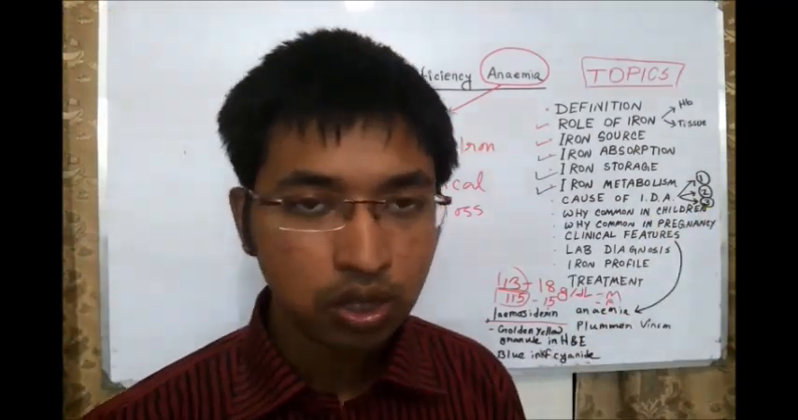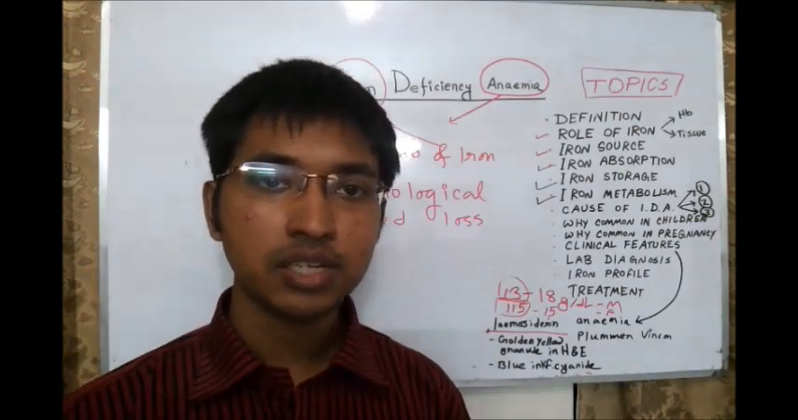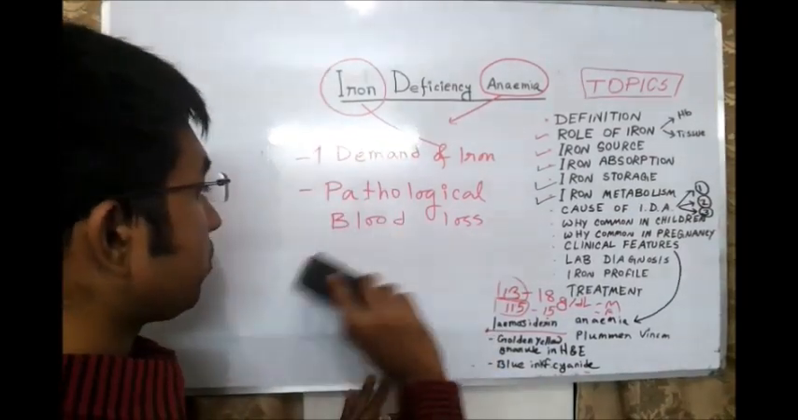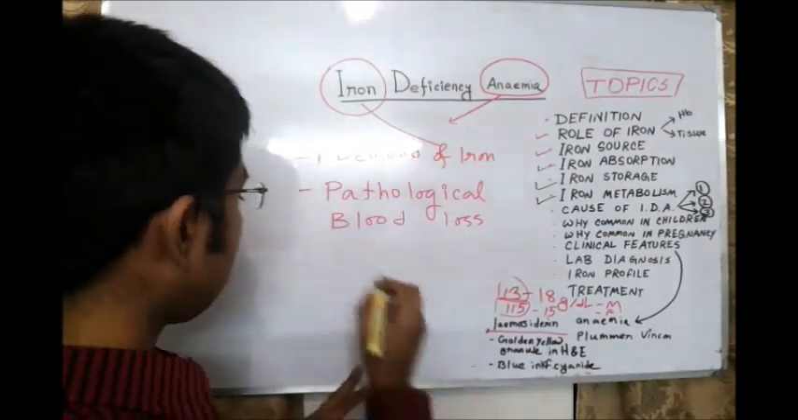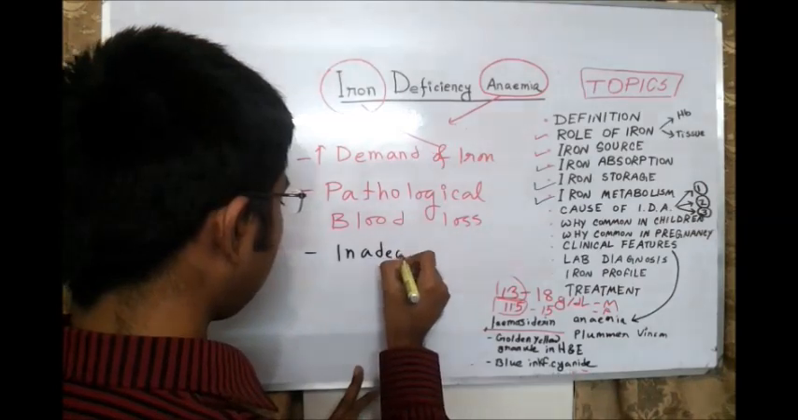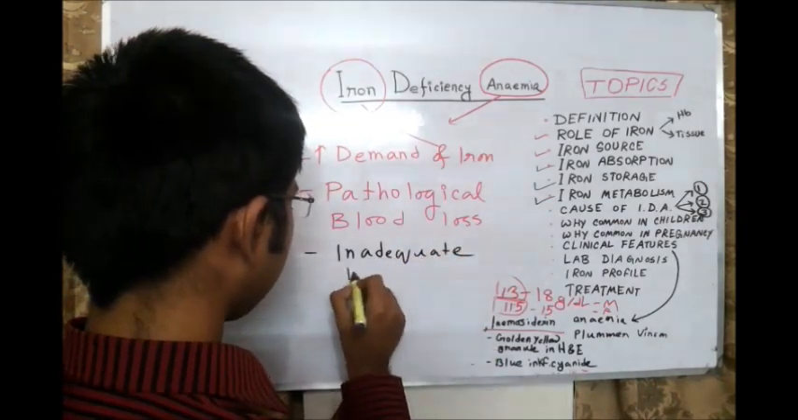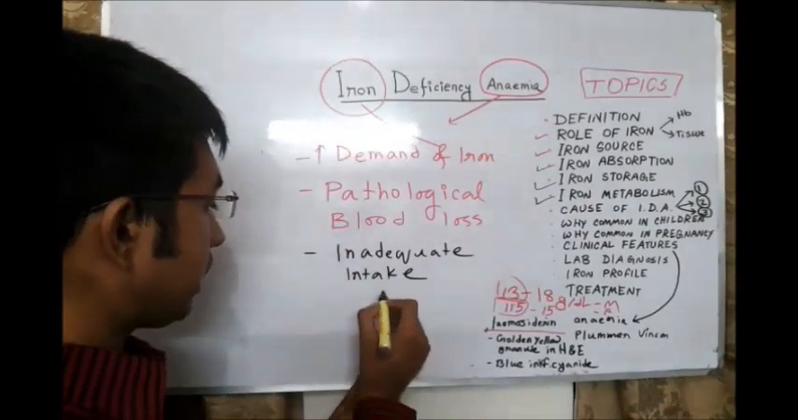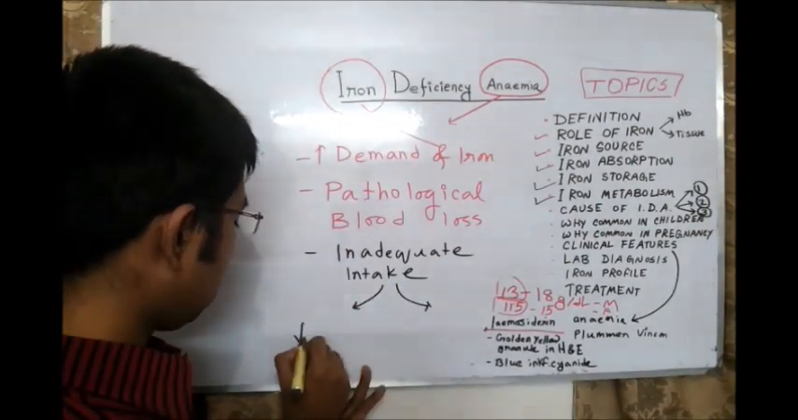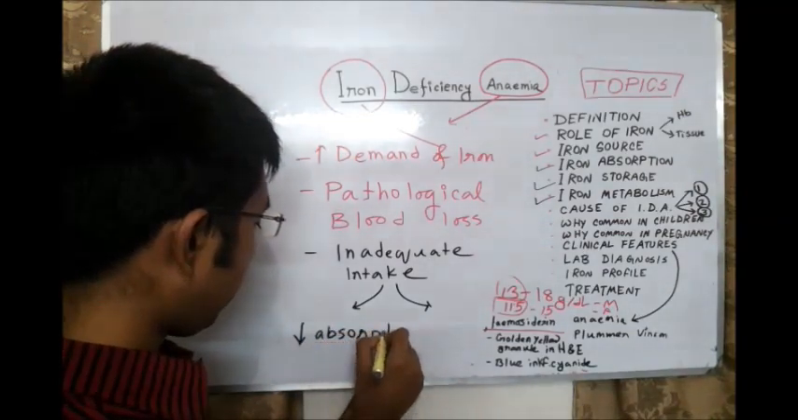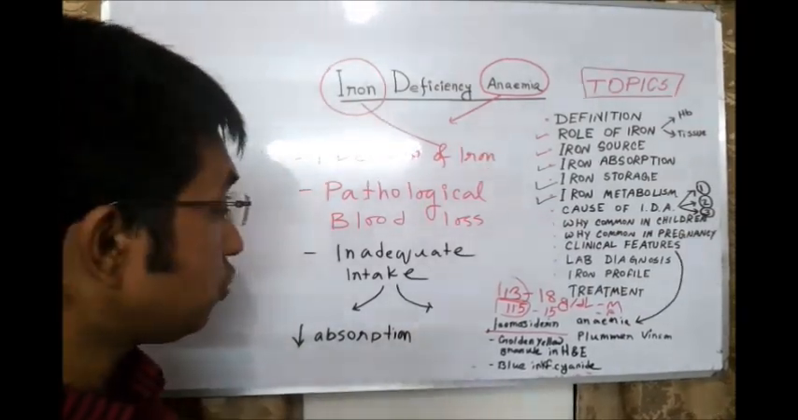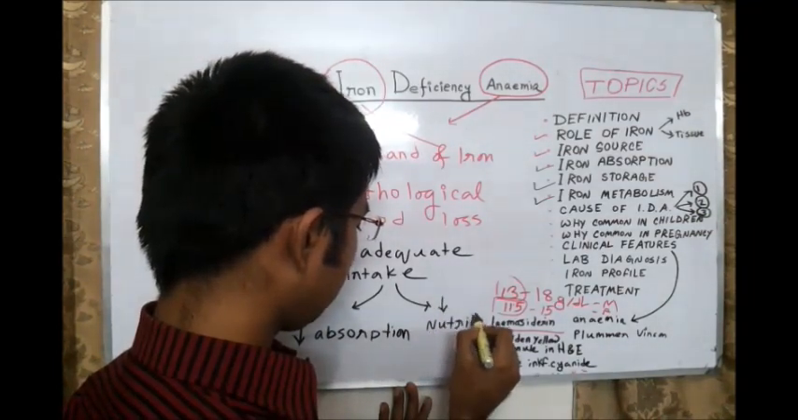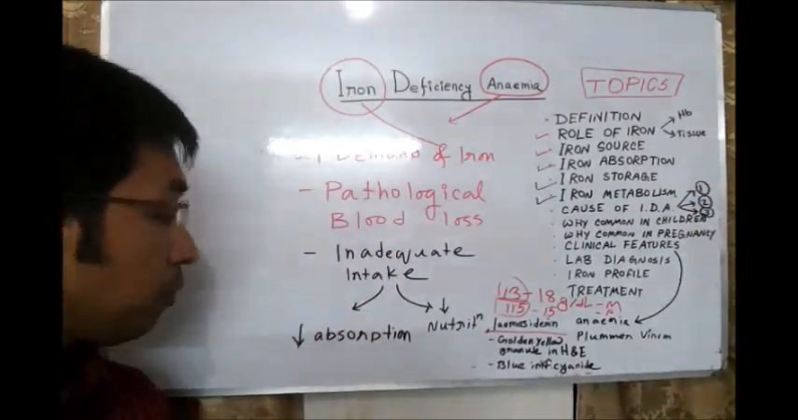Now, what was the third cause? So the third cause of iron deficiency anemia is inadequate intake due to either impaired absorption or decreased nutritional status. Okay, so the third cause is inadequate intake. Okay, so this is again further divided into two groups. One is due to impaired absorption, and one is due to nutritional deficiency. Okay, so why will someone have impaired absorption?